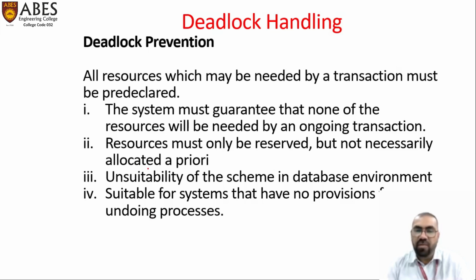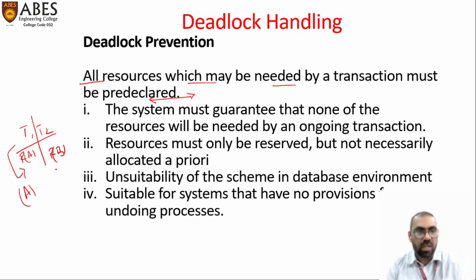Deadlock prevention. If we want to prevent a deadlock, how do we deal with it? All the resources which may be needed by the transaction must be pre-declared, so we need to declare them prior to running the transactions. For example, transaction 1 needs read A, transaction 2 needs read B, transaction 3 needs write A, and so on. The resources must only be reserved, but not necessarily allocated on a priority basis.